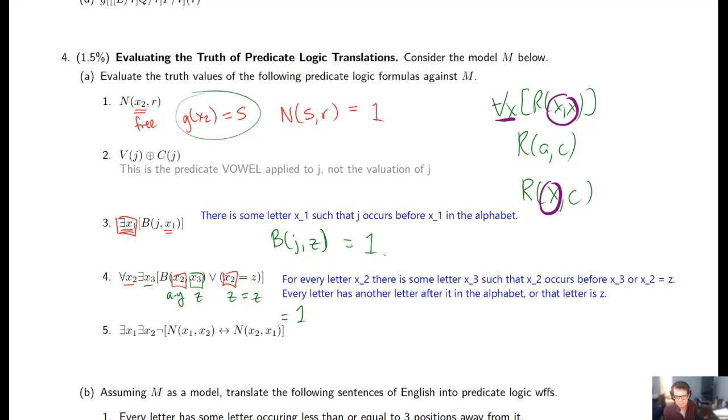And then 5 works the same way. Are there two letters where x1 is near x2, but x2 is not near x1? Well, no, that doesn't make sense, because if x1 is near x2, then x2 has to be near x1. These were only like 0.1 each, so very minor in terms of grading, but just an important piece of info for how to interpret these variables. If they're free, we check the assignment function. If they're bound, we treat them as like some or all.